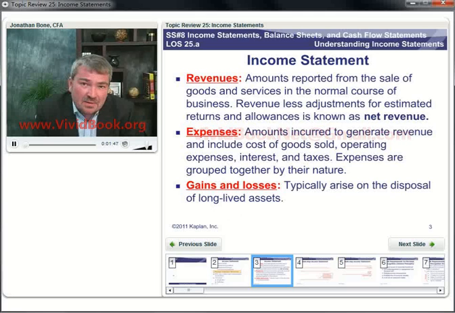And in fact, what we actually see on the income statement is actually net sales or net revenue. What we have is revenue less adjustments for estimated returns and discounts or allowances given to customers. So we actually see net revenue on the income statement.